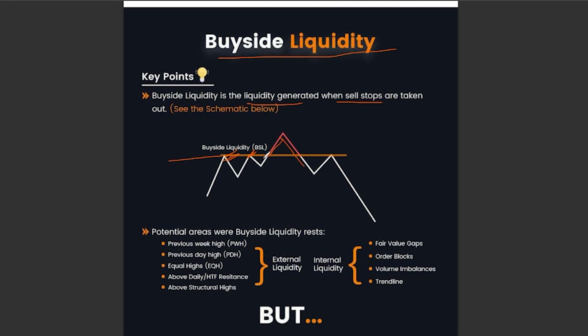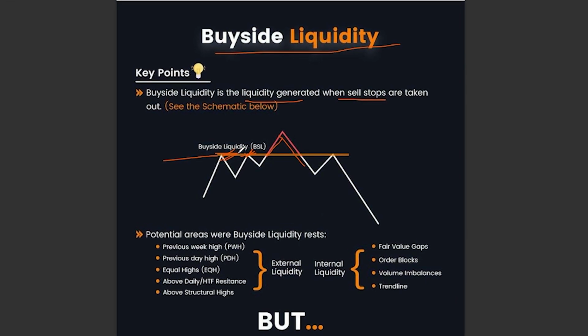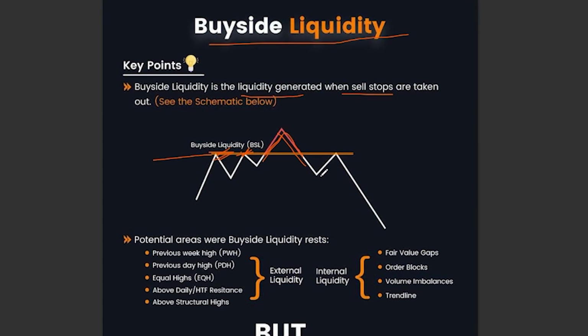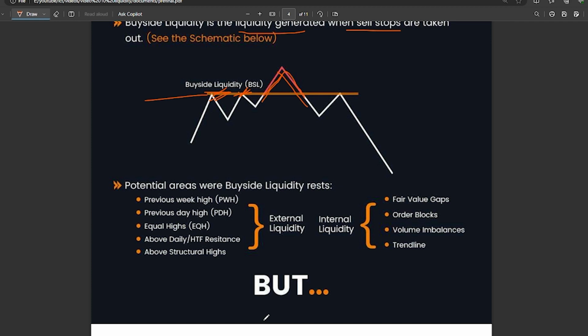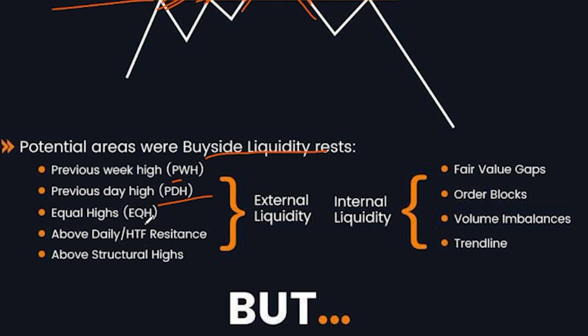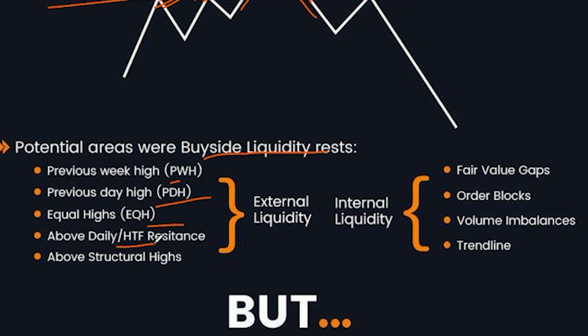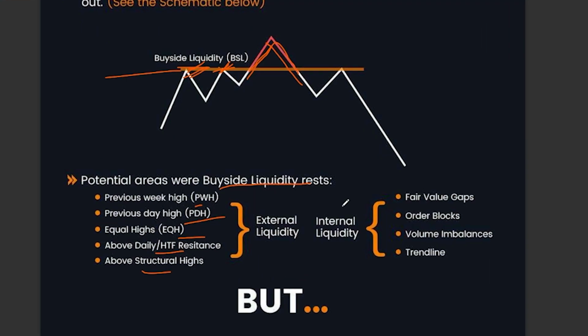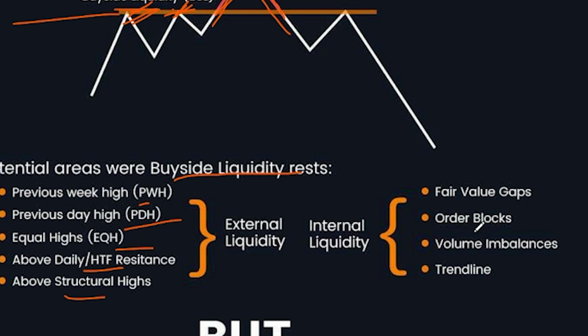So your idea for shorting was right, but price manipulated a little as it liquidity hunted and then came back inside. Also, an important thing to note here is that the potential areas where buy side liquidity is present are previous week high, previous day high, equal highs, above daily time frame resistance, and above structural highs. Also, they are present in the fair value gaps, order blocks, and volume imbalances. So we will look at an example and things will get clear.